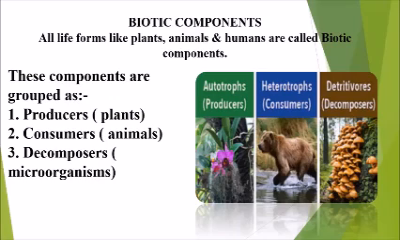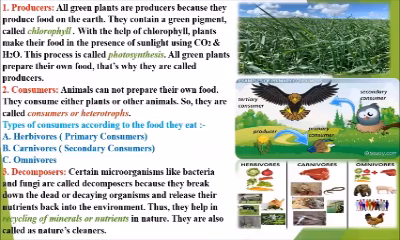Now we will understand each one by one. The first one is producers. All green plants are producers because they produce food on the earth. They contain a green pigment called chlorophyll. With the help of chlorophyll, plants make their food in the presence of sunlight using carbon dioxide and water.